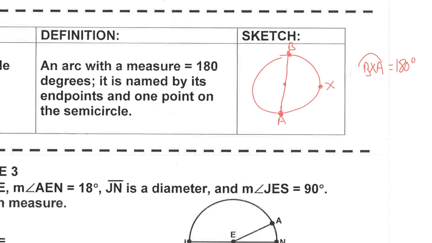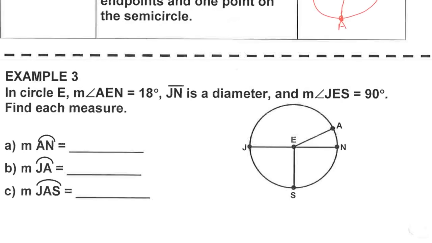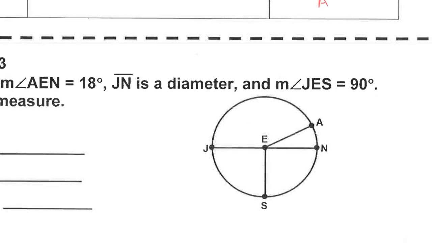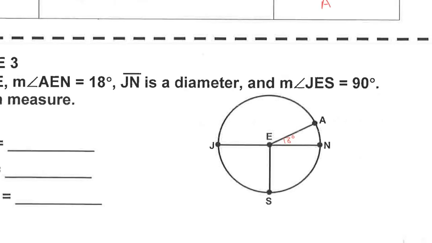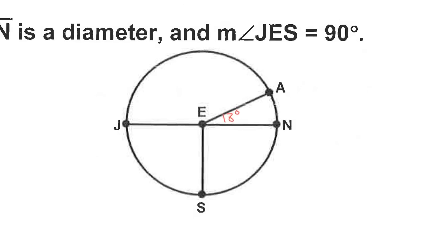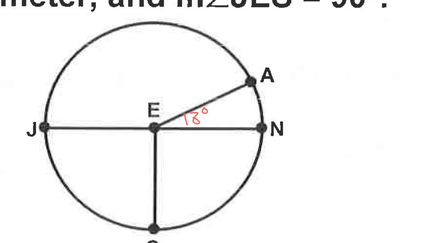So we can use that to look at the questions below. It tells us a couple of things, and guys, this is going to start getting bigger and bigger as we go on. It says in circle E, so E is the center. The measure of angle AEN, this angle right here, is 18 degrees, so I'm going to label that. It says JN is a diameter, and that tells us some stuff. So JN is the diameter, and the measure of angle JES is 90 degrees. So I'm going to put 90 right there.